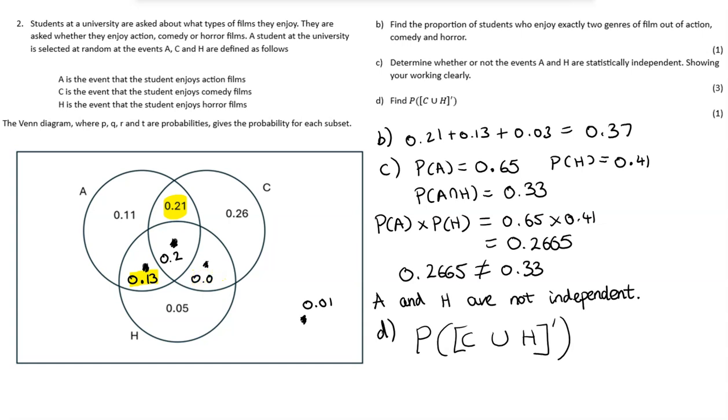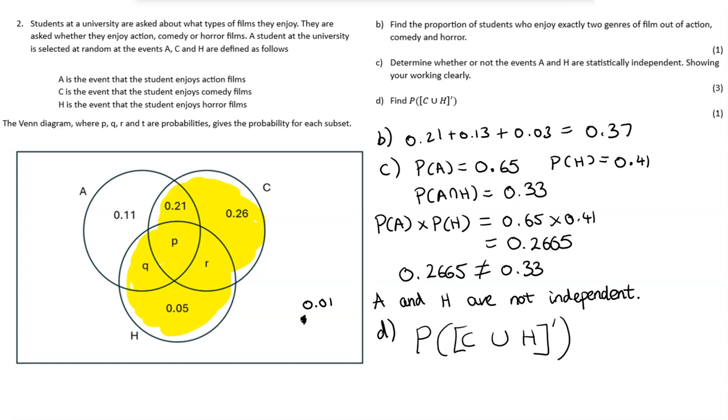So I'll just rub that all off again. We've got the probability of C or H. Now, C or H is everything within these circles, okay? It can be both things, but as long as one of those situations is happening, then it will be included. So what I've highlighted there is C or H.